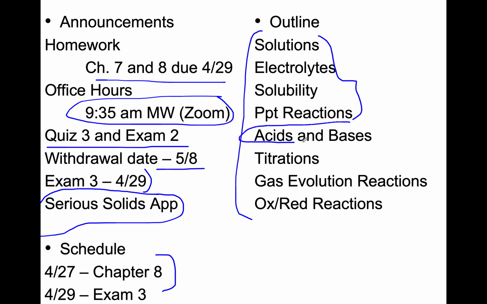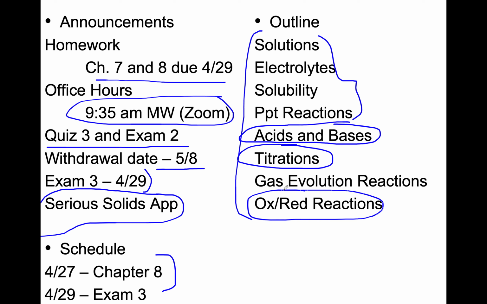Acids and bases we will talk about briefly, and titrations, that's part of the labs in 200L. But those are really covered in Chem 201. Same with oxidation reduction reactions. That's why this is an introduction. These will definitely be covered in Chem 201, if you take that course. And gas evolution reactions, what I cover in this class is very similar to Chem 152.